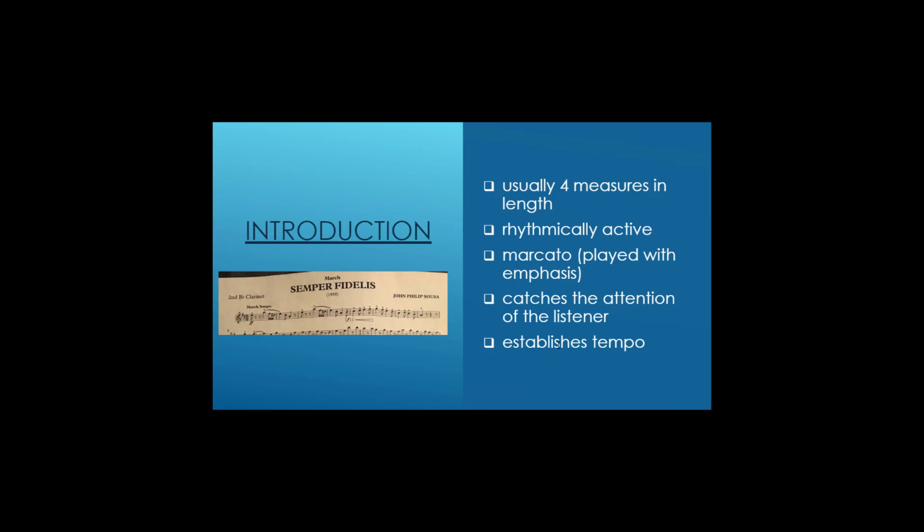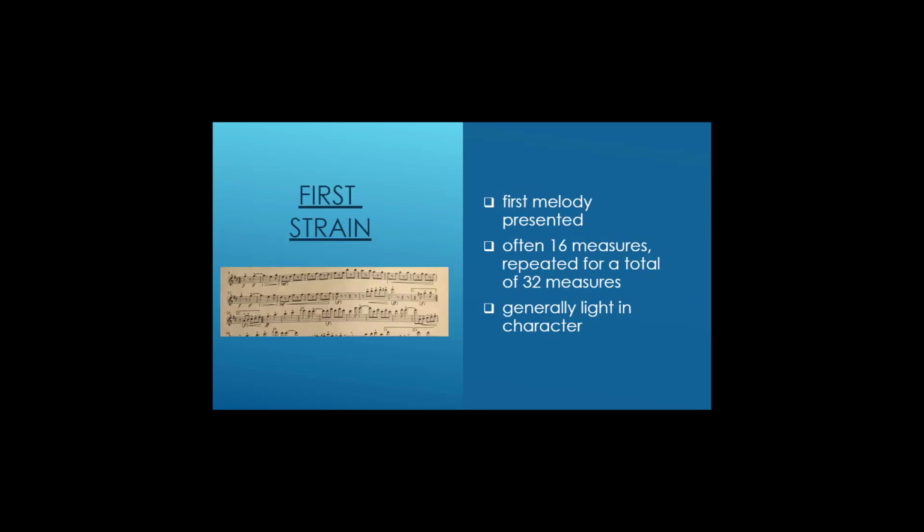All right, our next part of our march is the first strain. So the first strain is the first melody that's presented. It's usually 16 measures repeated for a total of 32 measures and is generally light in character. This is the first strain of Semper Fidelis.